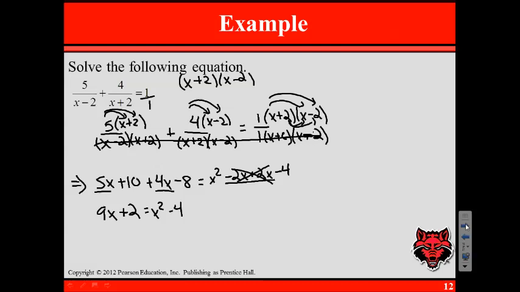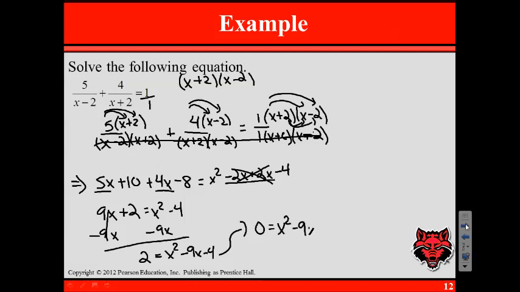Let's use the room we have left to at least get this in a standard form, and then use the quadratic formula on the next slide. So we subtract 9x from each side, and we're left with 2 equals x squared minus 9x minus 4. If we now subtract 2 from each side, we're left with 0 equals x squared minus 9x minus 6.